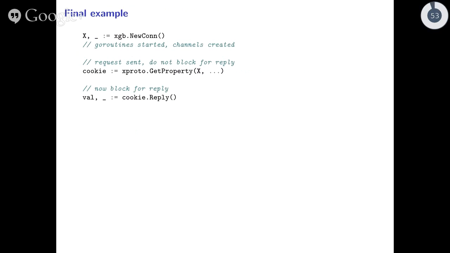Okay, so final example, just to kind of try to tie everything together. New connection for X, that's where the go routines for sequence IDs, sending bytes, receiving bytes, that's where all those are started. Those usually run throughout the duration of the program. Request sent, there's no blocking here, but you're getting a receipt or a cookie saying that at some point in the future that cookie could be fulfilled. And now the programmer chooses, okay, it's time to block and wait for a reply. Any number of requests and responses can come between these two lines.